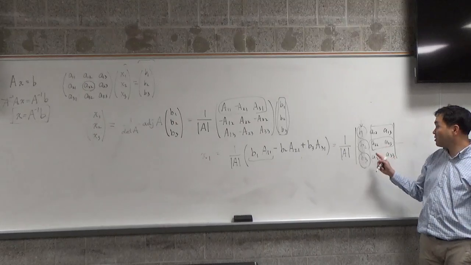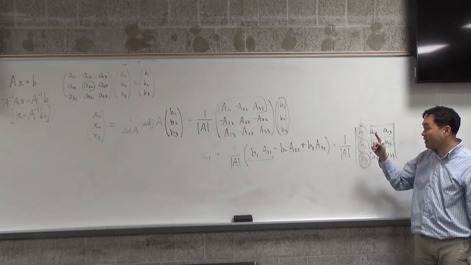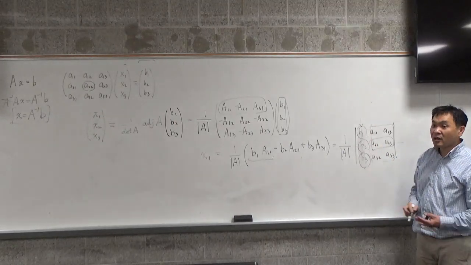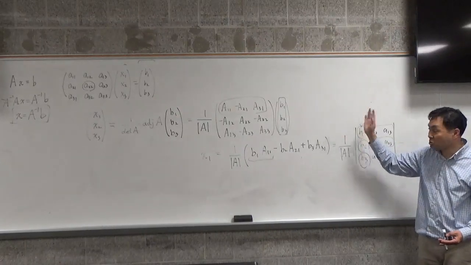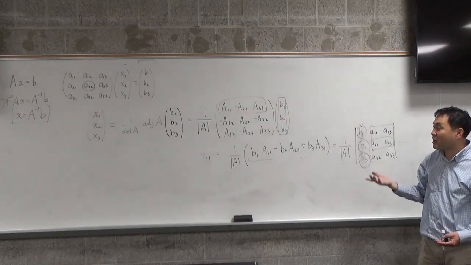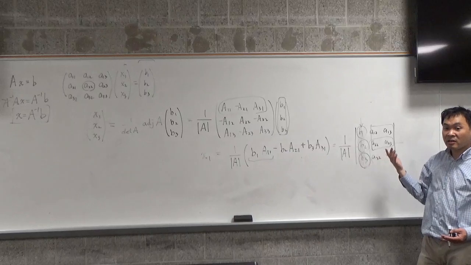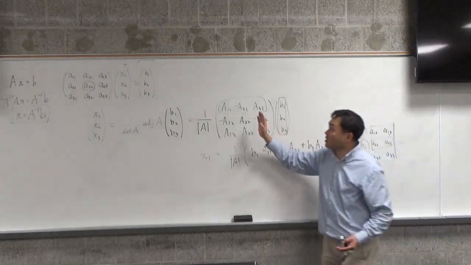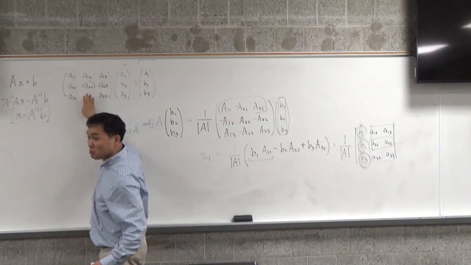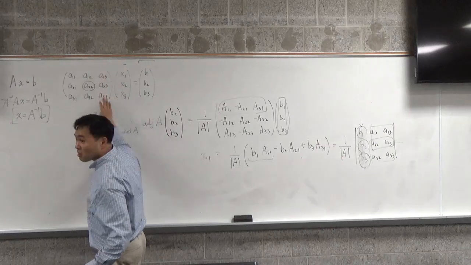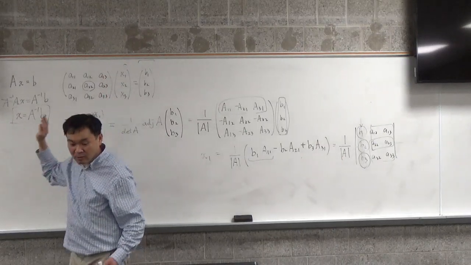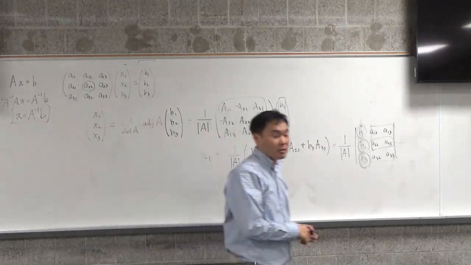Right? Yeah. You replace the first column by B1, B2, B3. And you can work out the other ones to verify that in fact, x2 can be obtained by taking the second column and replacing it by B1, B2, B3, and x3 by replacing the third column by B1, B2, B3. Okay? So that's what you do. That's all.